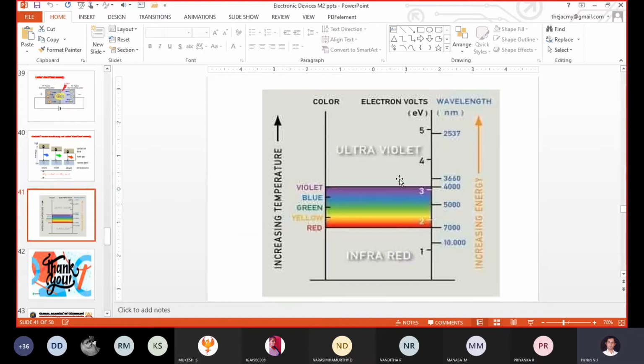So I will show the spectrum here. Just check it out. Up to 1.8 electron volt, from 0 to 1.8 electron volt, this is the infrared radiation range.